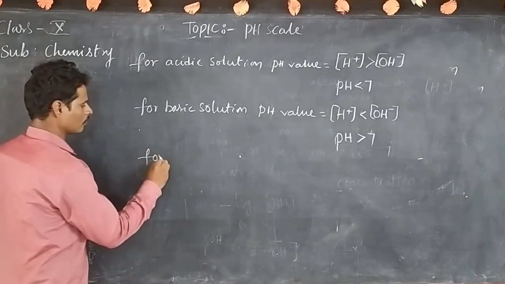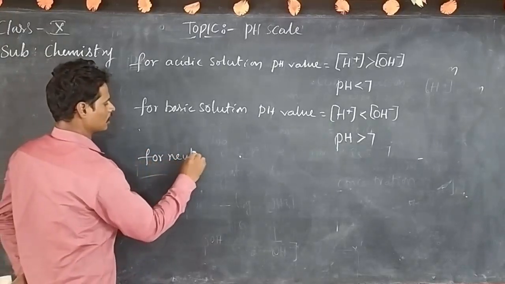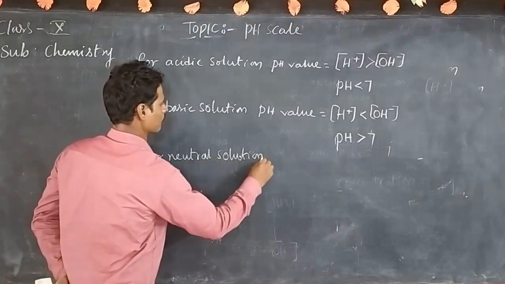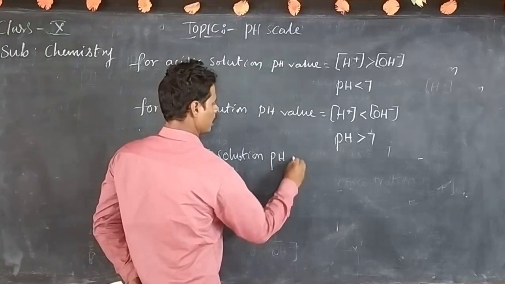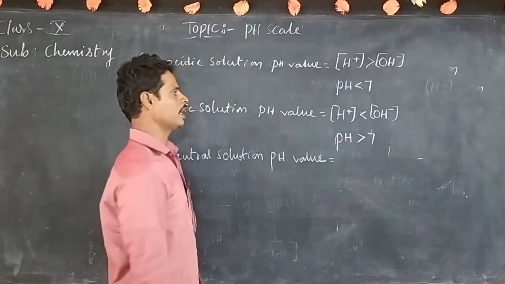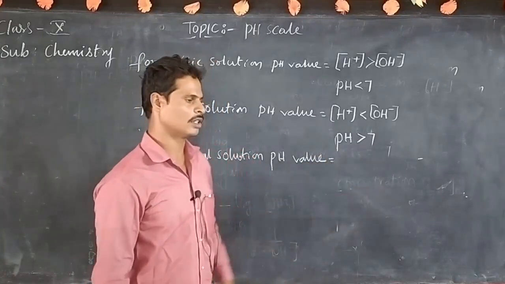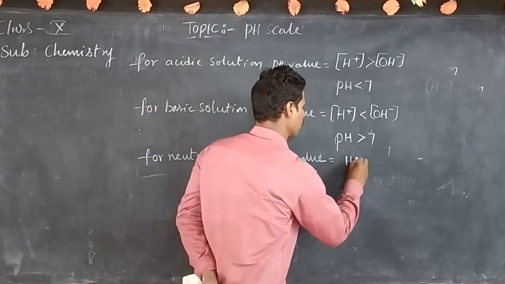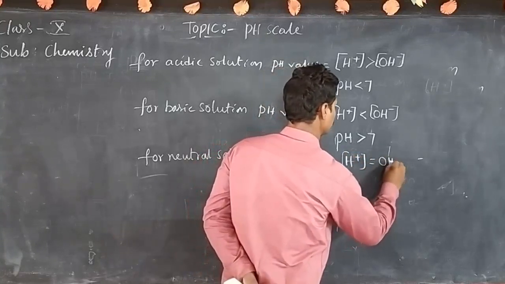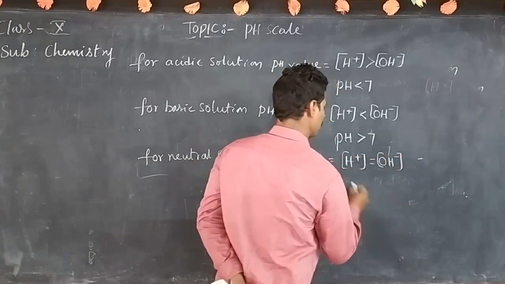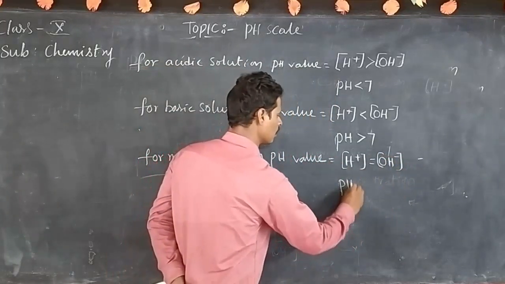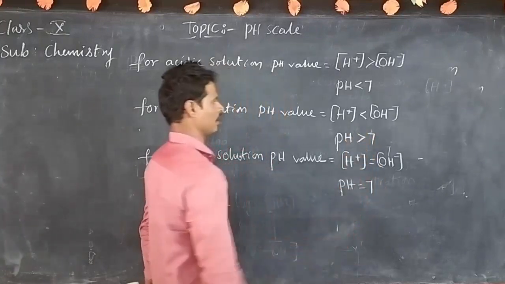Now, for neutral solutions, what happens to the pH value? The H plus ion concentration is equal to the OH minus ion concentration. Here both are equal in a neutral solution. That's why the pH value is also equal to 7.